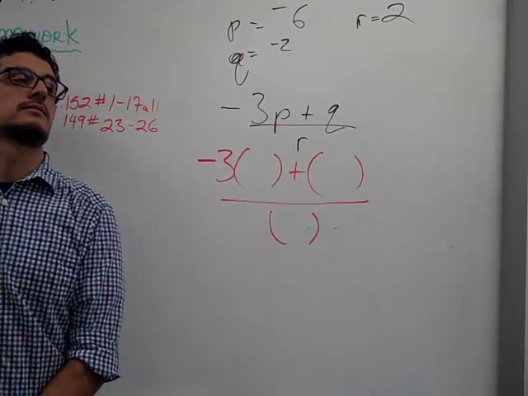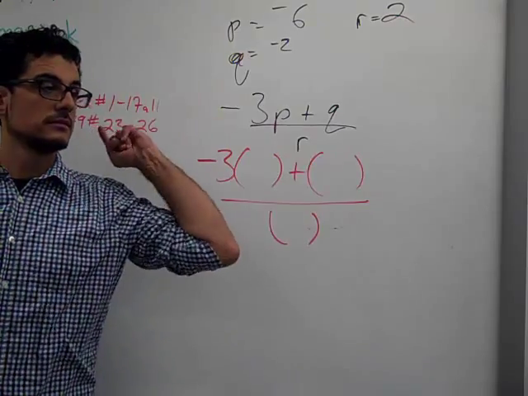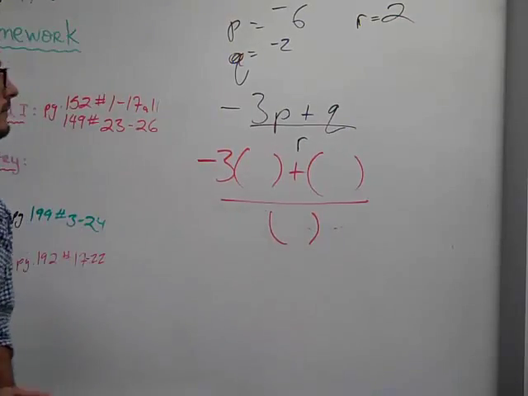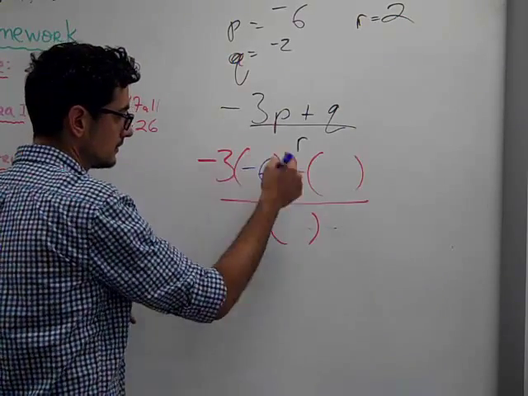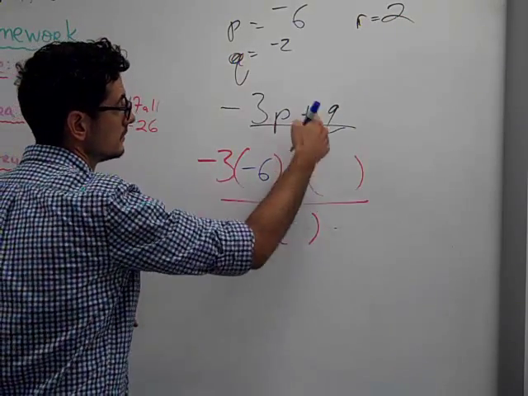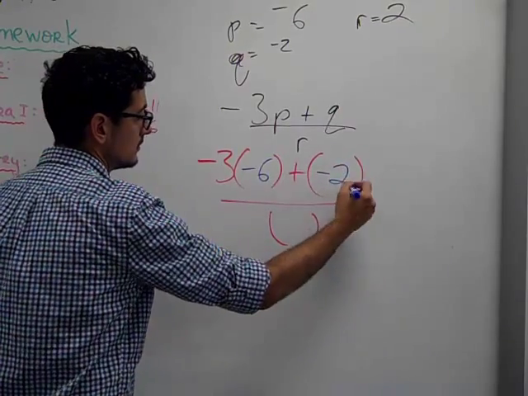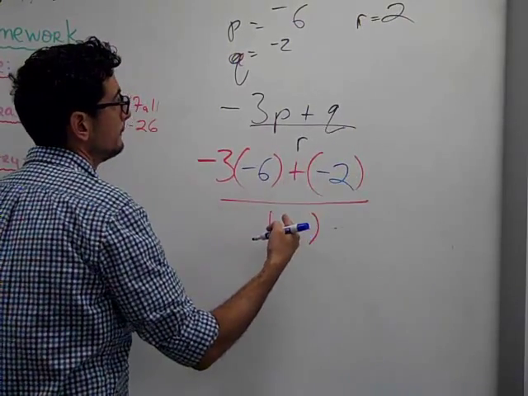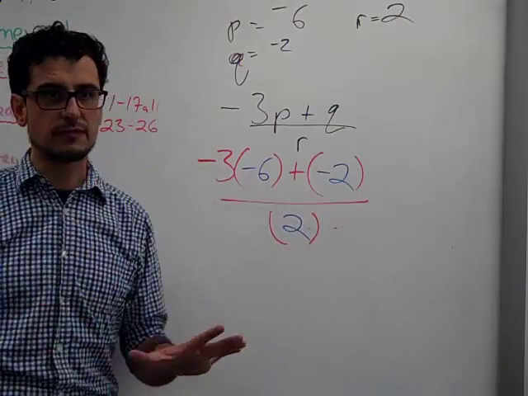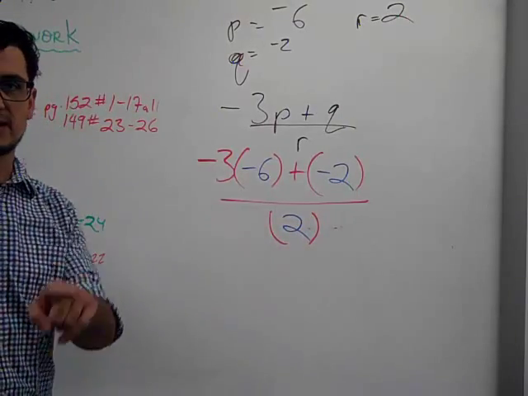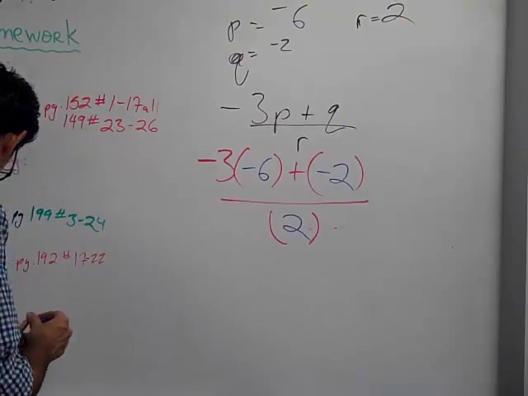How do I begin? Alright, so you change the p into negative 6, so it'd be negative 3 times negative 6, and then you change the q into negative 2, so it'd be negative 3 times negative 6 plus negative 2, and then it'd be over 2. Is everybody okay with that so far? You know where we're getting these numbers from? Thank you for a positive response. All right. Now what?